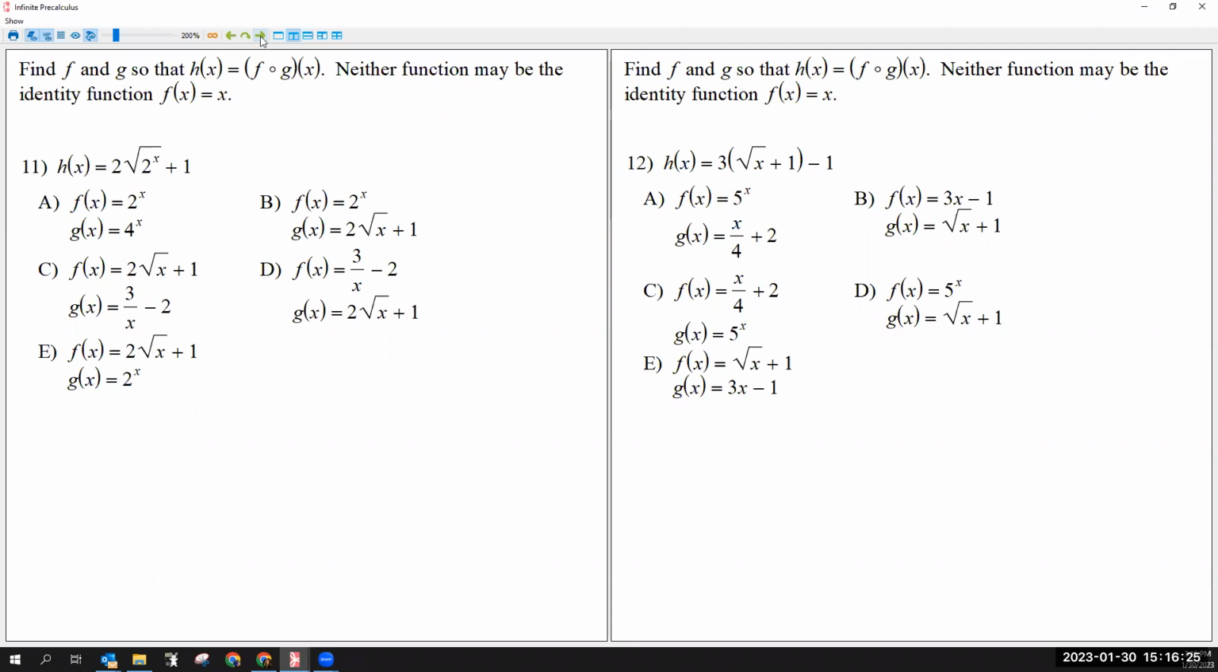All right, so for 11 and 12, you're just figuring out what's the inside function and what's the outside function. So I look at 11 and think, okay, what's inside? Well, that right there looks like it's inside. Inside function's g, so that means g of x is 2 to the x power. If I replace that now with an x, what do I get? I should get my outside function, which would be 2 square root of x plus 1.